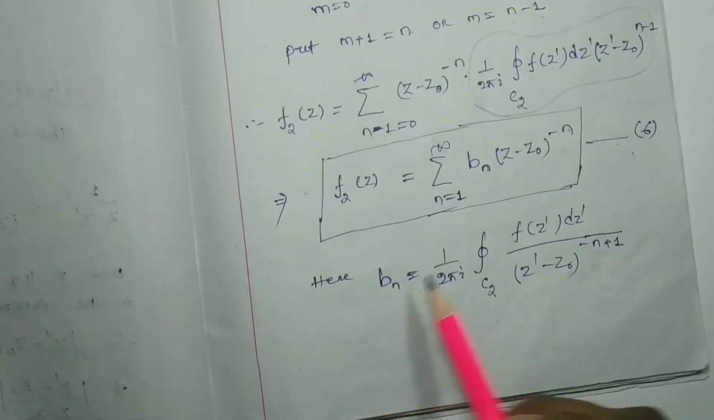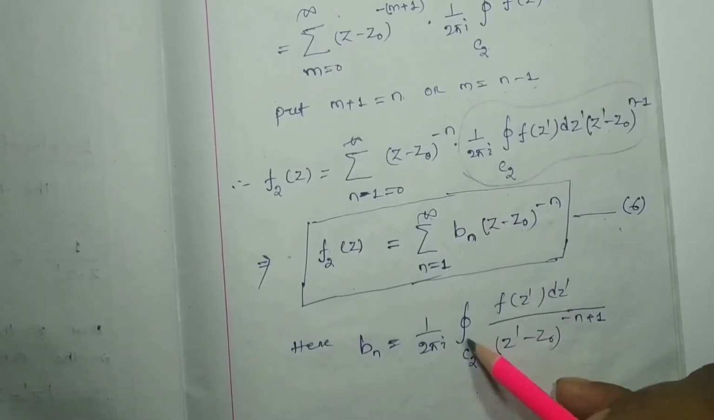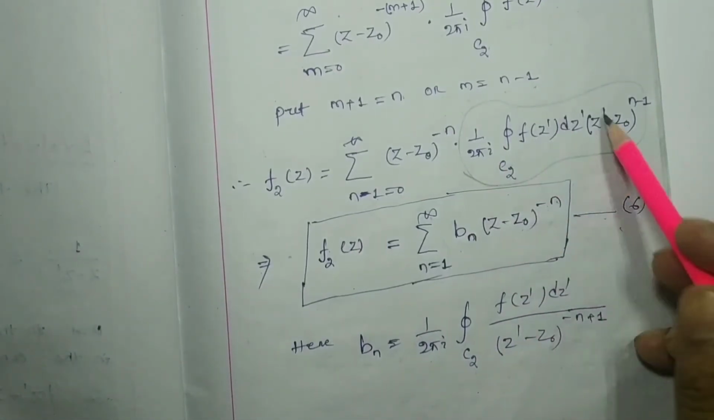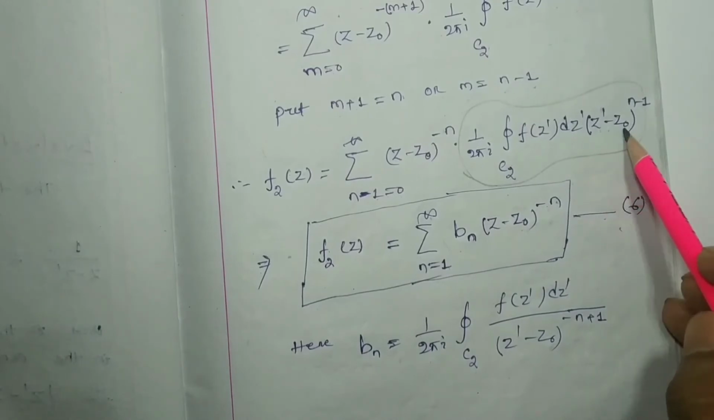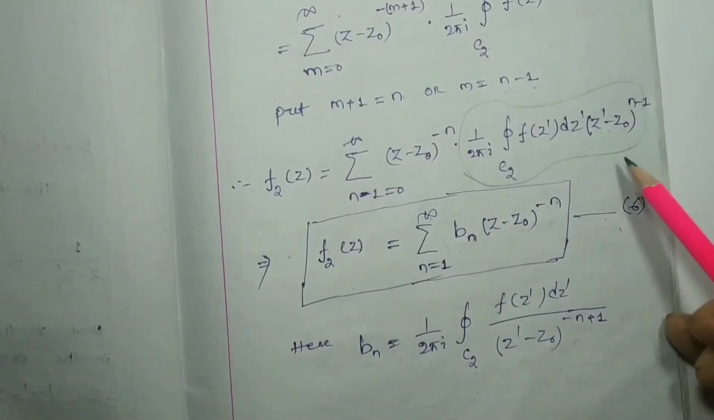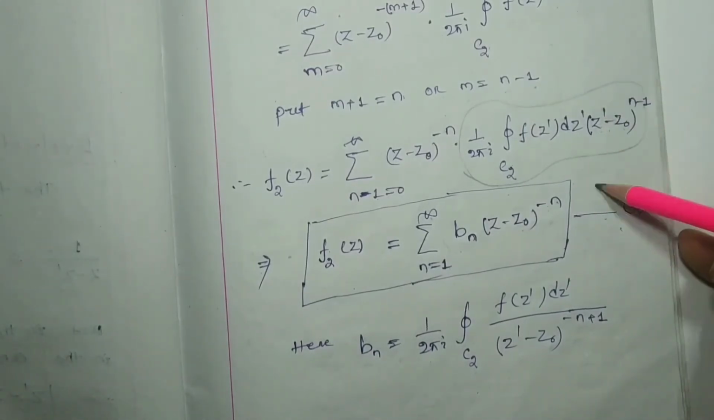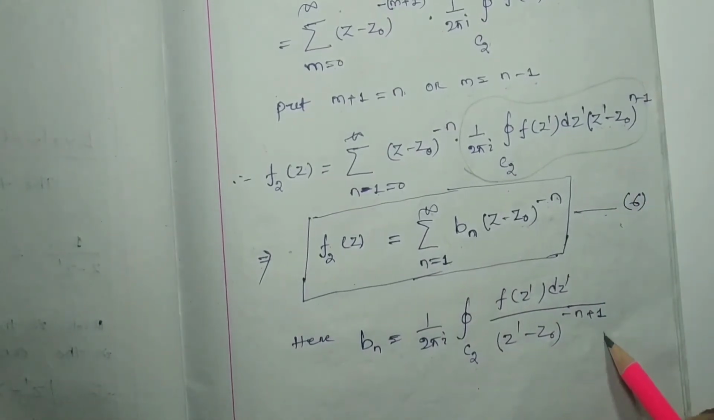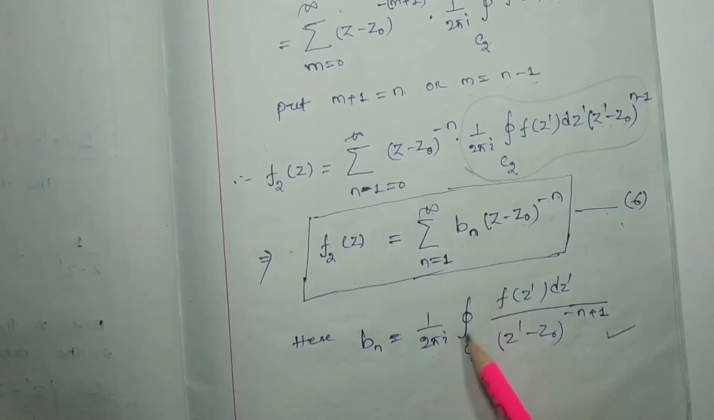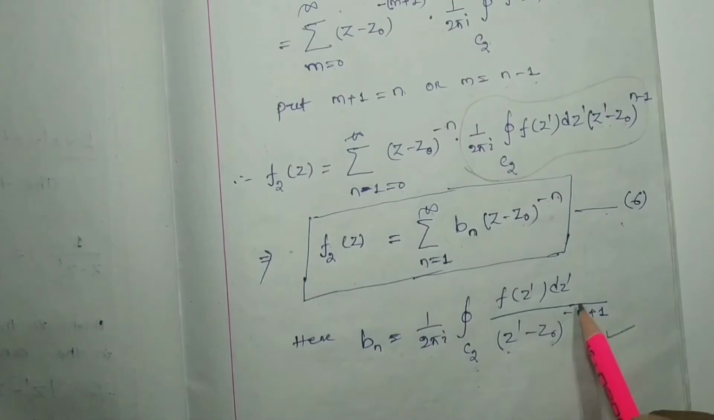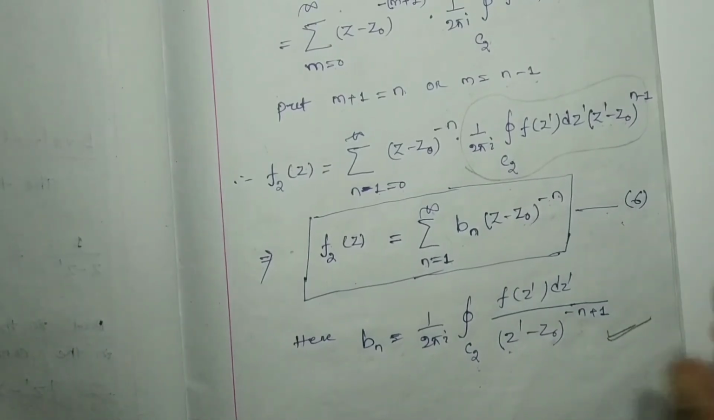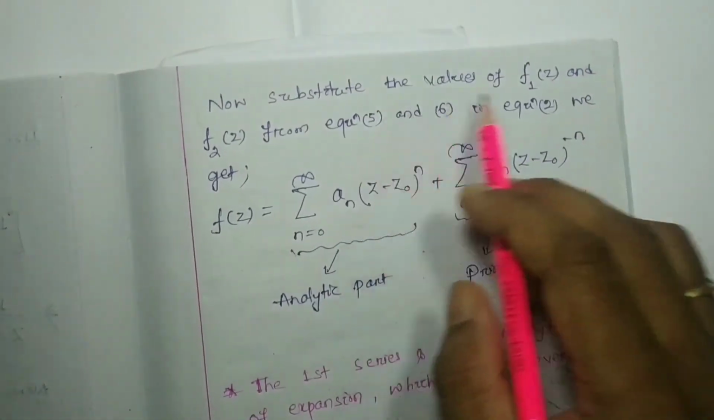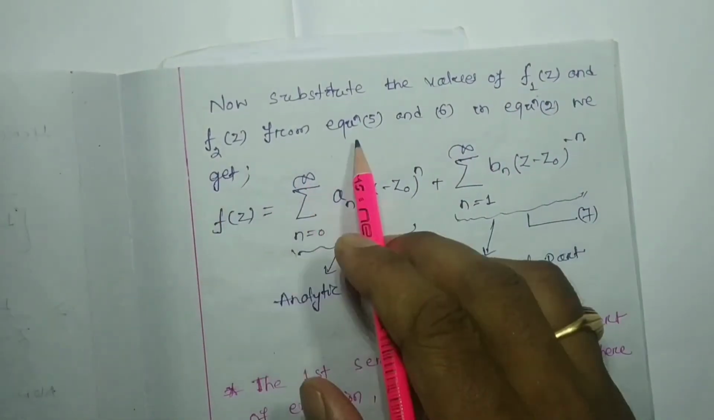And here bn is nothing but 1 by 2 pi i, closed integration over C1 of f(z') dz', and this is (z' minus z0) to the power n minus 1. If I take this term to the denominator, then it will be minus of n minus 1, which is minus n plus 1, right? So 1 by 2 pi i, closed integration over C of f(z') dz' by (z' minus z0) to the power minus n plus 1. Simple.